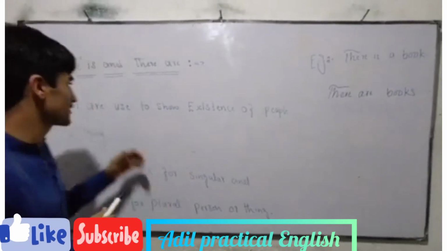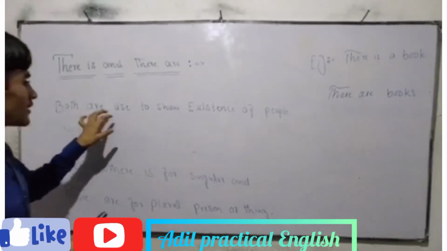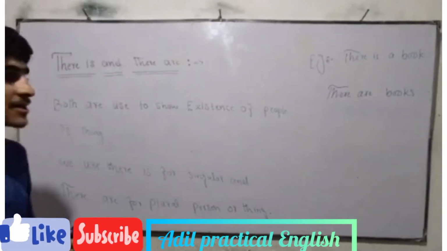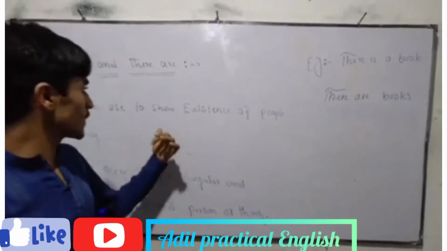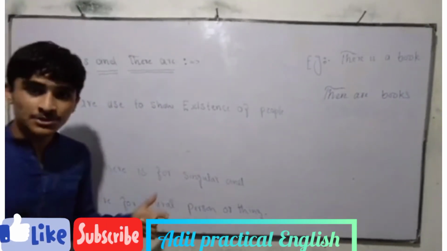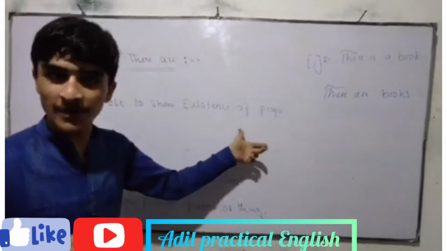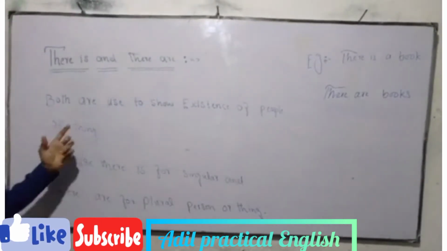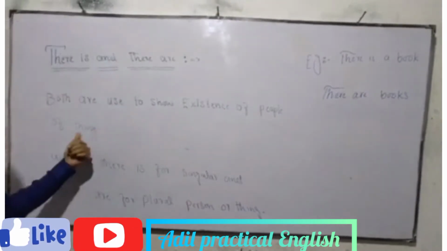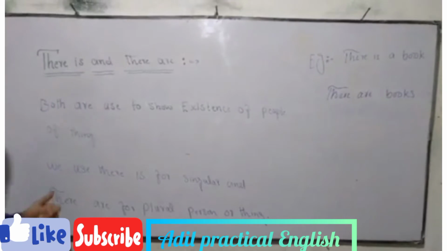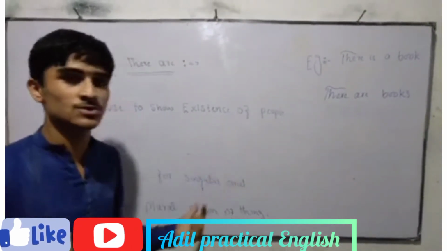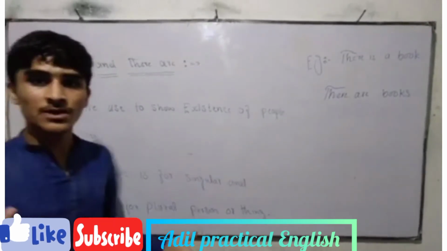Let's go, guys. Both are used to show existence of people or things. Here we use there is and there are to show what? To show existence of people and things. So guys, in which situation do we use there is, and in which situation do we use there are?